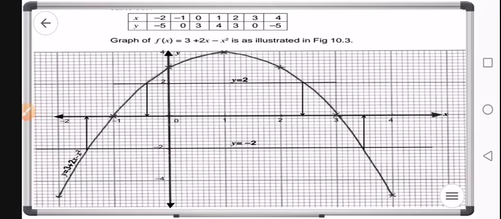Okay, this is a quadratic graph. So I'm going to show you, please make sure you know about what you call the y-axis. This is the y-axis. This one is called the y-axis. Why is it called the y-axis?